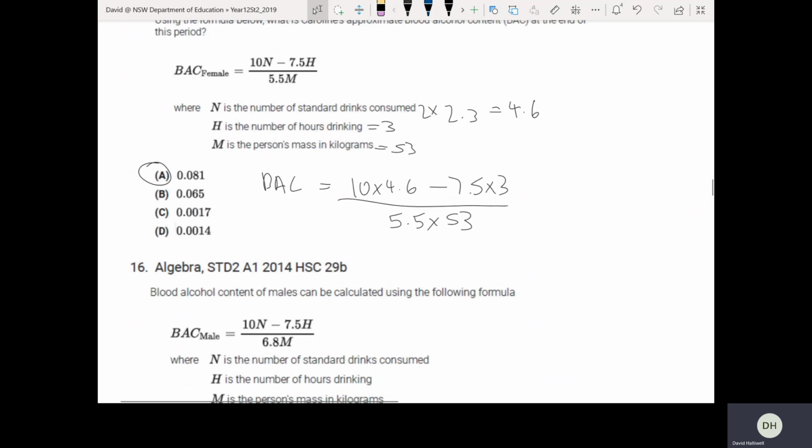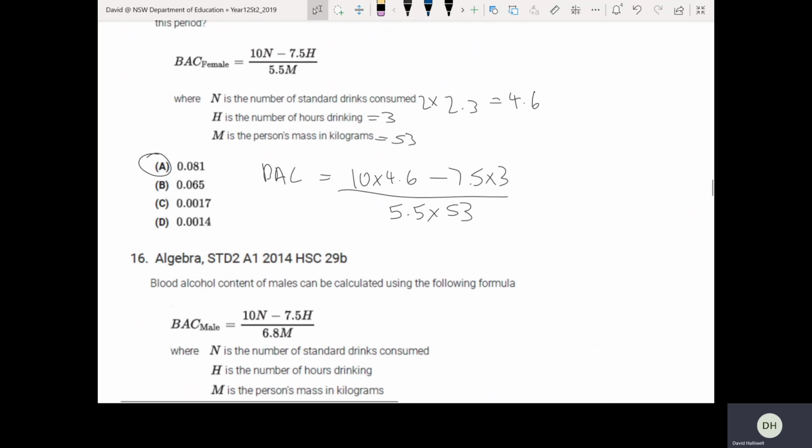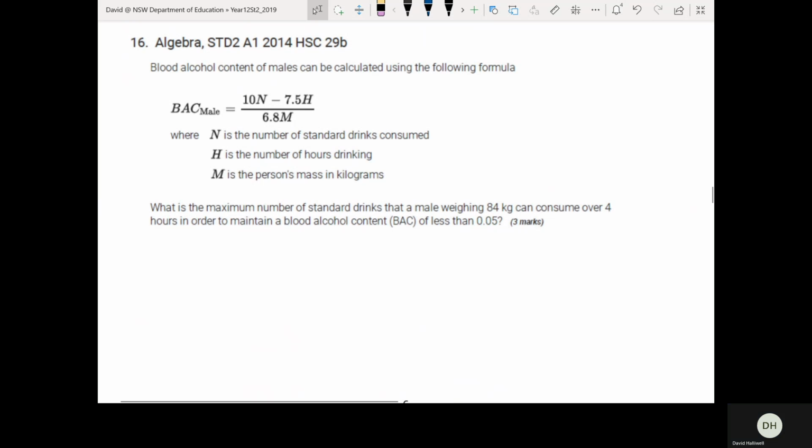Notice there's a different formula for female and for male. The only thing that's different is the number in the denominator. Maximum number, so 84 kilograms. So straight away, 84 kilograms. Time is 4 hours, so 4. And we want to maintain a blood alcohol of less than 0.05. So we're being told the blood alcohol concentration has to be less than 0.05. But if I want to know the maximum drinks I can do, I'm going to make it 0.05.